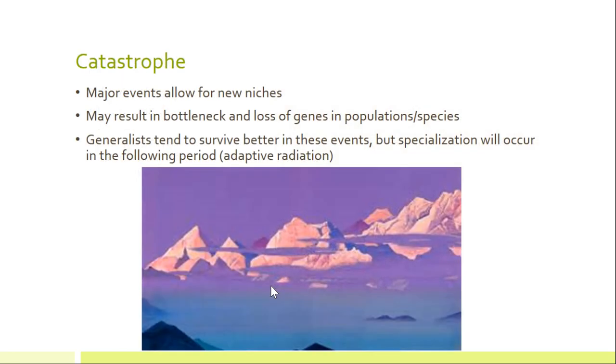Now, we know that catastrophe is really important for speciation. We talked about that when we talked about the rare earth theory. Some things that you want to think about when you're thinking about why catastrophe is important is that major events allow for new niches. New niches allow for new pressures. Okay, new pressures allow for new species. And you may end up getting bottlenecks and losses of genes in populations and species, and that will also lead to speciation quicker because you have this kind of limiting factor.